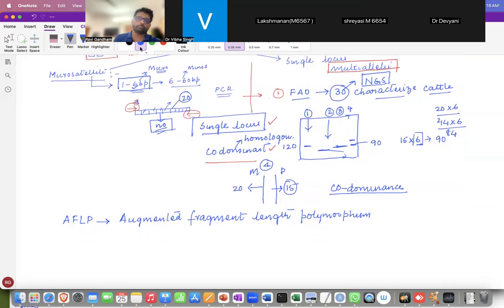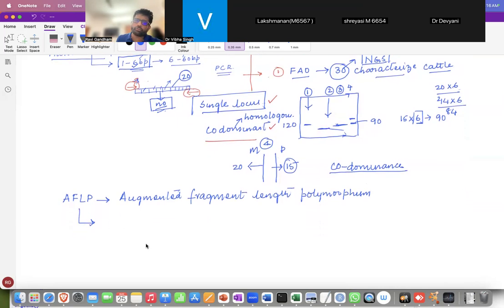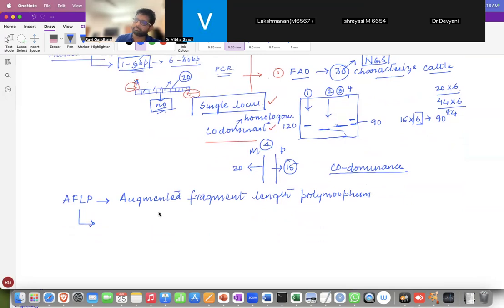Now, this is again an anonymous marker. We'll first look at the technique, how it goes by, and then it will be easy for us to understand. Wherever there is a word fragment, now you clearly understand, it means it has to be broken down into pieces. So now that you understand that fragment involves restriction enzymes, this involves restriction enzymes, right? That is what we are talking about.